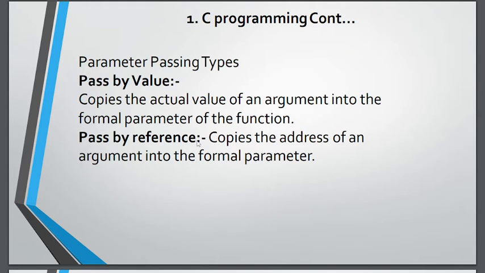So let's talk about passing parameters. In functions, we have pass by value and pass by reference. By pass by value, we copy the actual value of an argument into the formal parameter of the function. What about reference? We just copy the address of an argument into the formal parameters. So these are the two main.